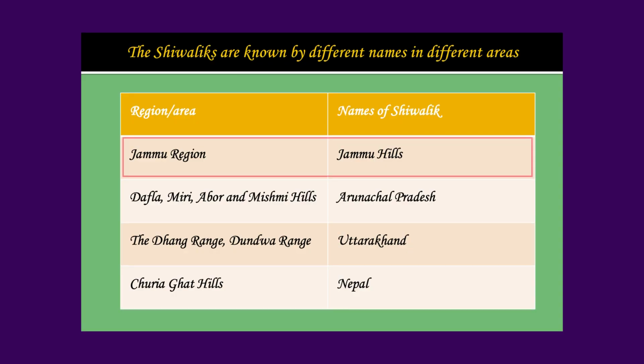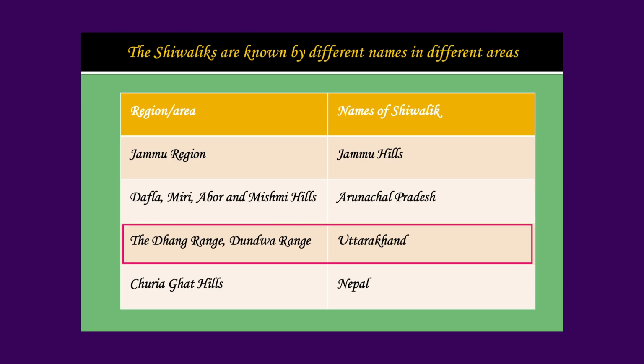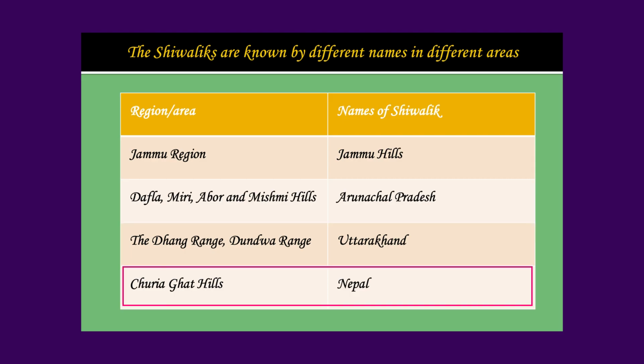In the Jammu region, it is known as Jammu Hills. In Arunachal Pradesh, it is known as Dafla, Miri, Abor and Mishmi Hills. In Uttarakhand, it is known as the Dhang Range, Dudhwa Range. In Nepal, it is known by the name Churia Ghat Hills.